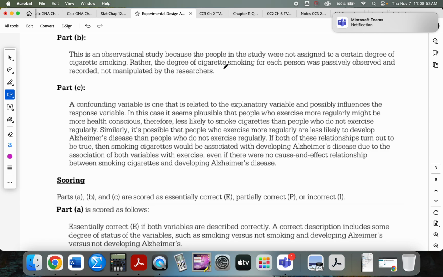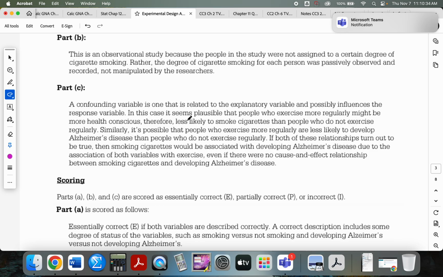Rather, and I was content to do that. They went on and said this, which is probably a good thing to say. Rather, the degree of cigarette smoking for each person was passively observed. We didn't manipulate it. Yeah, that's what I was asking. If you can say that, like, just that it's not an experiment because the researchers didn't really do anything. They were just watching to see what happened. Yeah, like, they didn't assign someone to smoke 2 packs a day. They just did it. Okay. They just observed what happened.